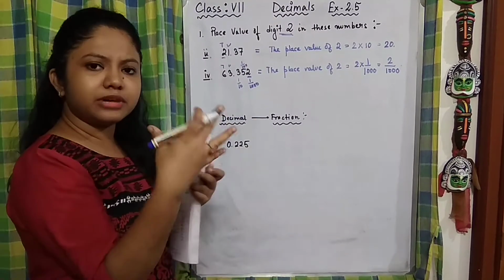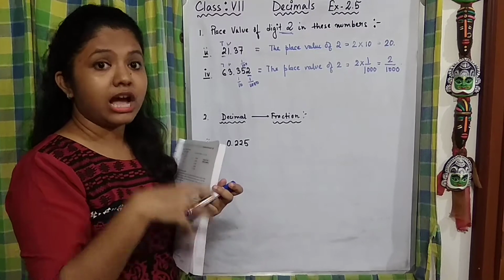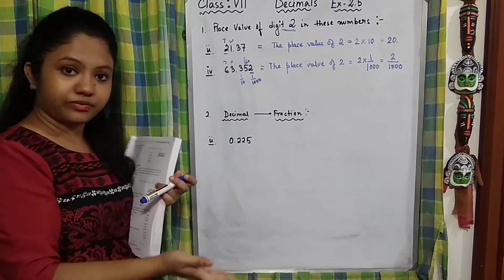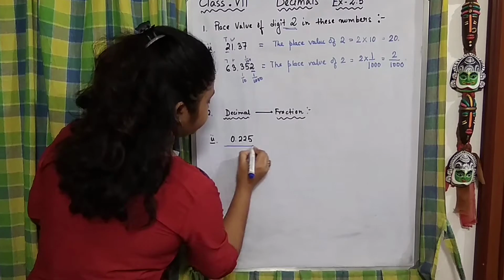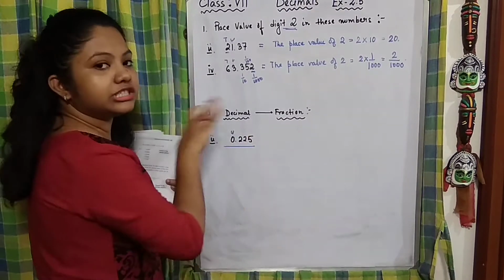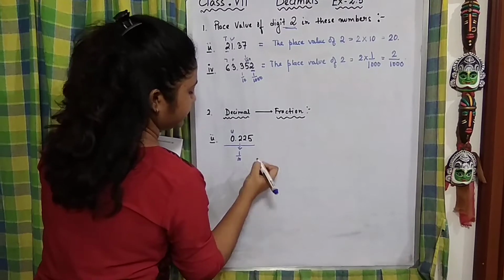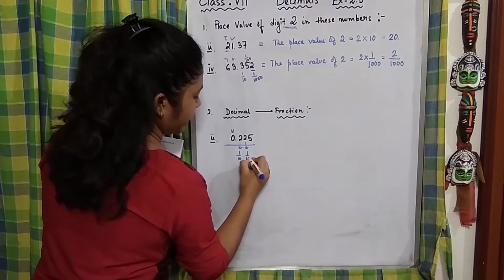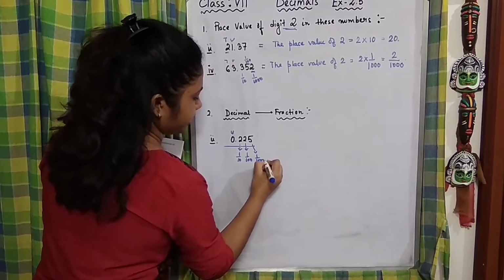Okay? So decimal and fraction, these two are very intricately related. Now how are they related? How can we convert a decimal into its fraction form? Look at this number. In the unit place, there is a 0. Now in the 1 by 10th place, 2. In the next one, 1 by 100 and here 1 by 1000.